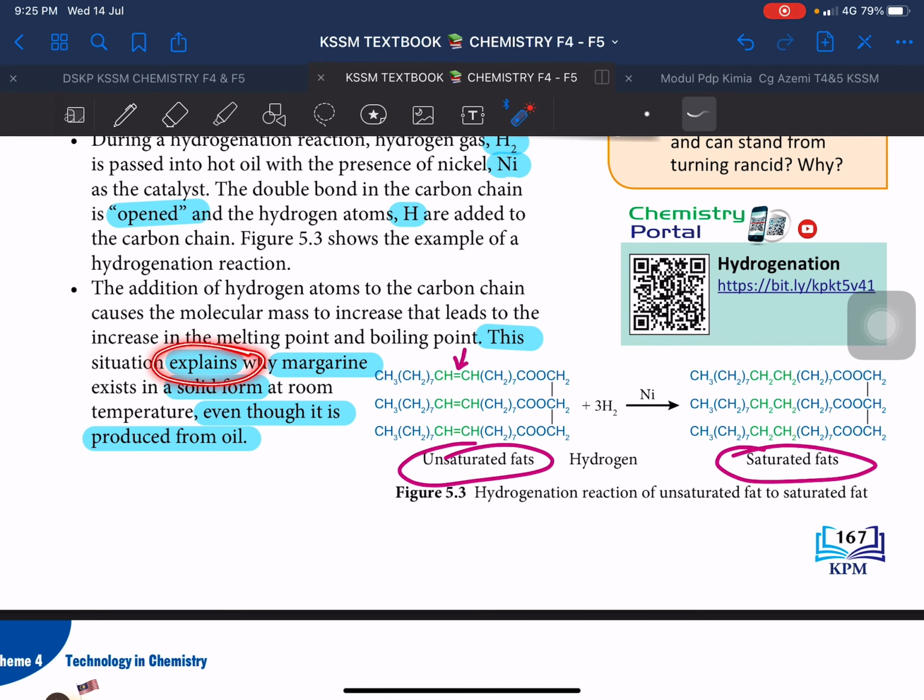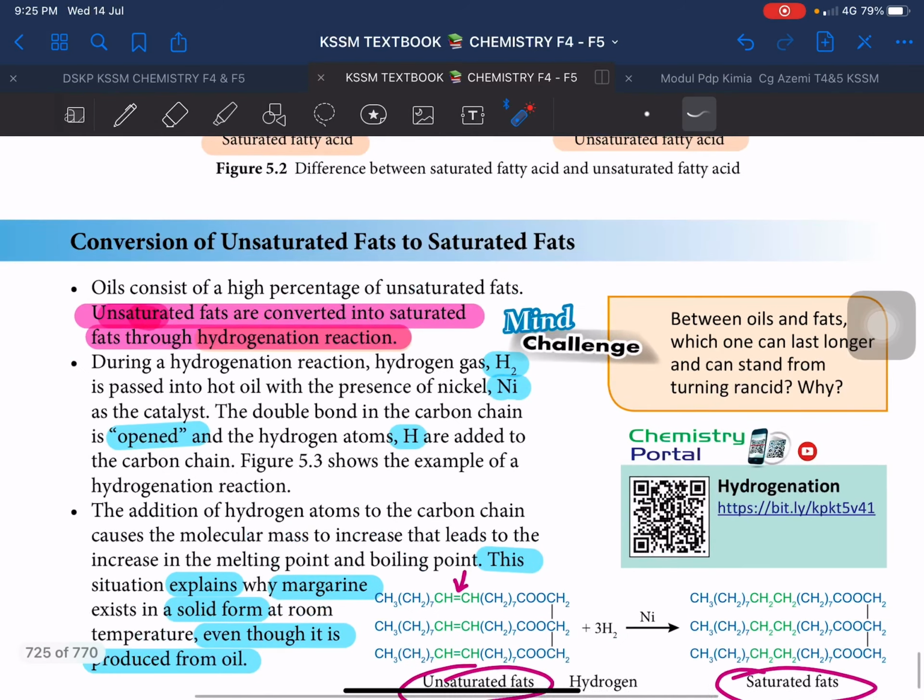And this also explains why margarine, from oil, can exist in solid form at room temperature. Why? Because of hydrogenation. So, the making of margarine is actually a hydrogenation reaction of unsaturated fat to saturated fat. How? Just add hydrogen, plus nickel. Okay, so that's how you convert unsaturated to saturated fats. Alright.